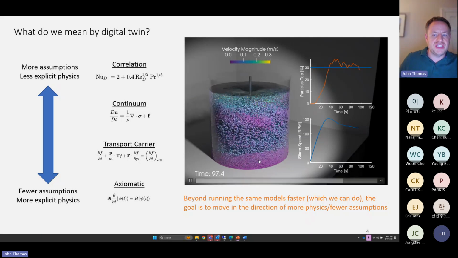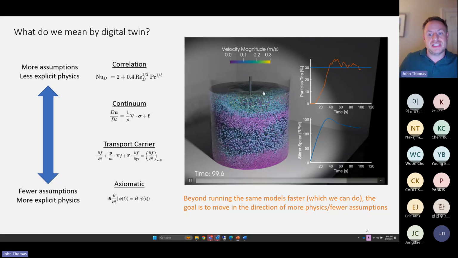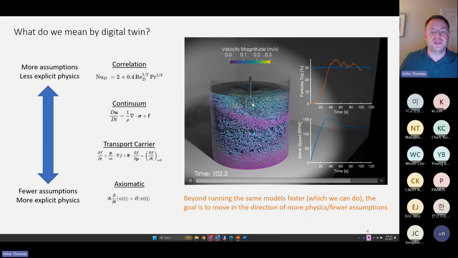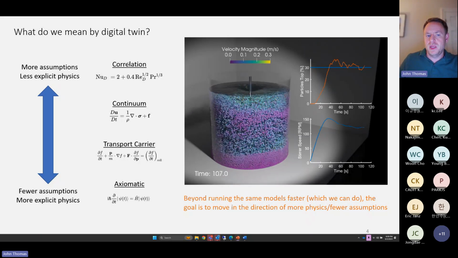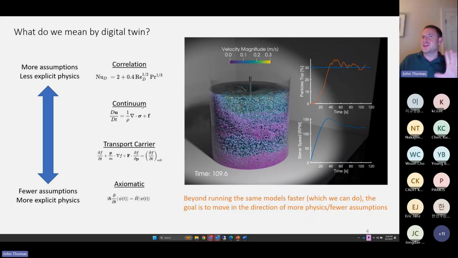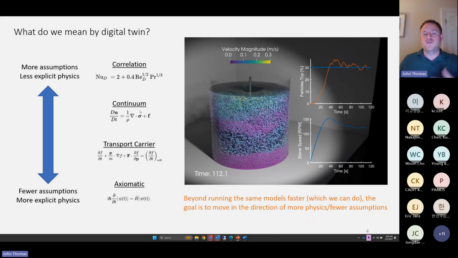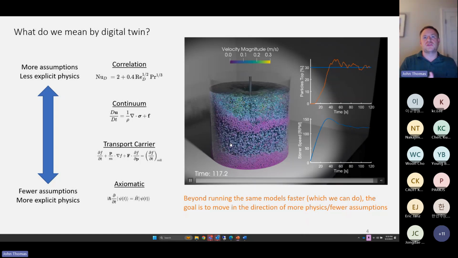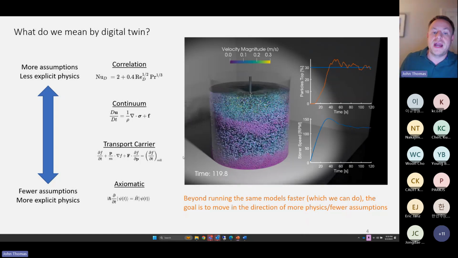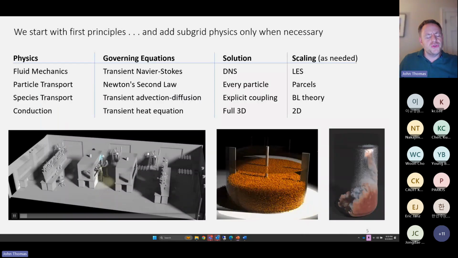That is, if we change the density of these particles, or we change the size of the vessel, or the type of impeller, we would run the same system. We wouldn't need to recalibrate a correlation, redevelop a correlation, or make significant changes to the continuum model. All these physics are captured explicitly, which would allow us to use the same model for a wider variety of systems. So this kind of pervades how we approach simulation.